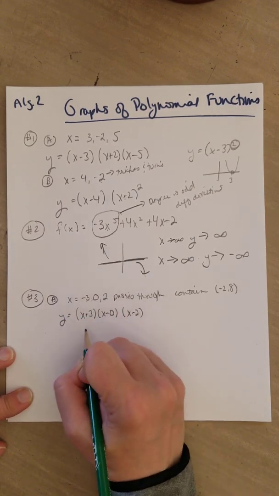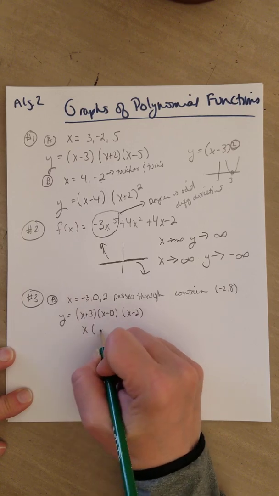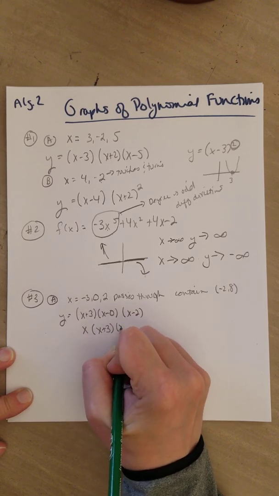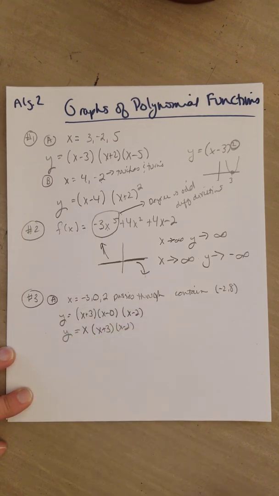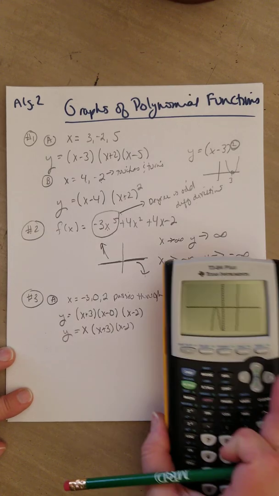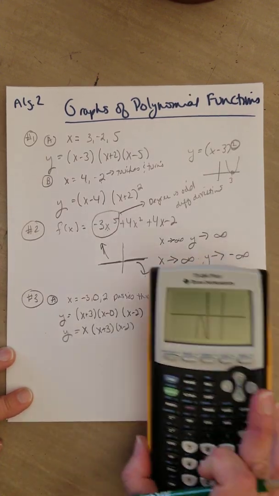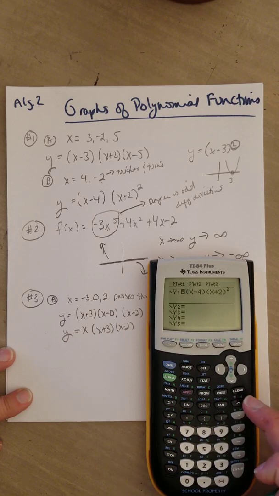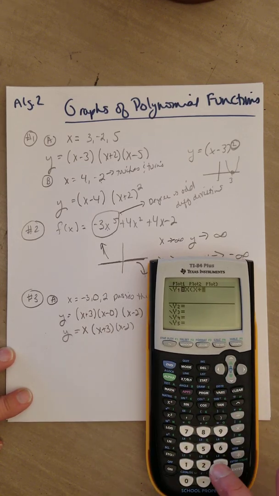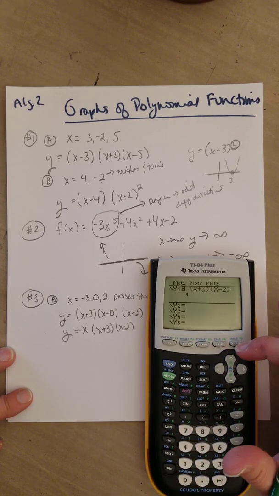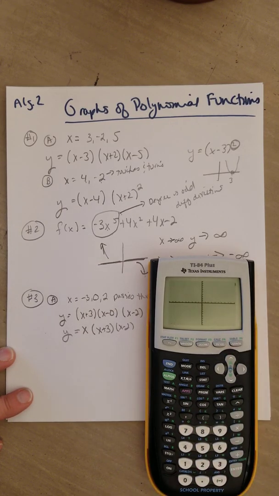Now, x minus 0 is just x, so the way you're going to see that is x times an x plus 3 times an x minus 2. So it looks like that's a good function, that is the zeros, and I want to see, does it pass through -2, 8? All right, so I'm going to have an x, and then an x plus 3, and then an x minus 2, and then I'm going to look at my graph.